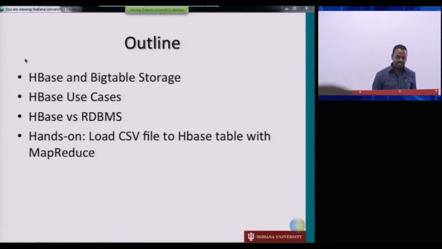In this presentation, we're going to look at what HBase is and what the big table storage is, and look at some HBase use cases and what the difference is between HBase and a normal relational database system. And then at the end, we're going to do a very simple hands-on where we load a CSV file to an HBase table using MapReduce.